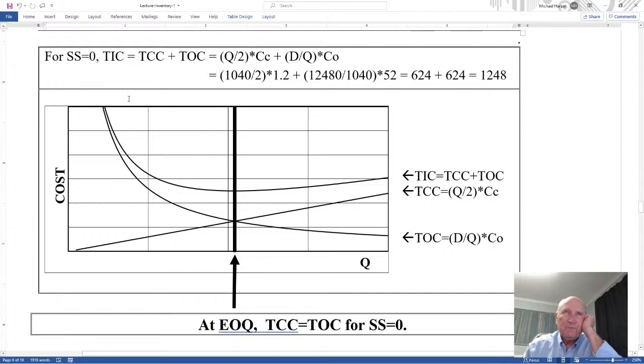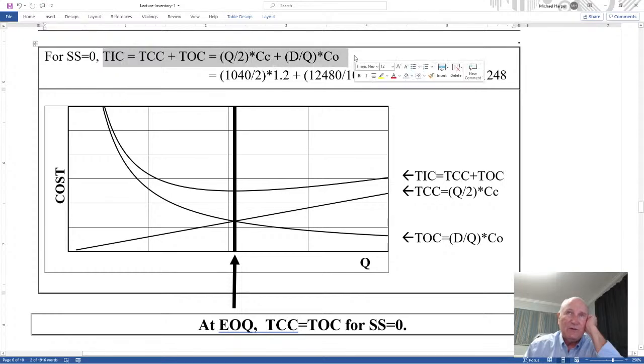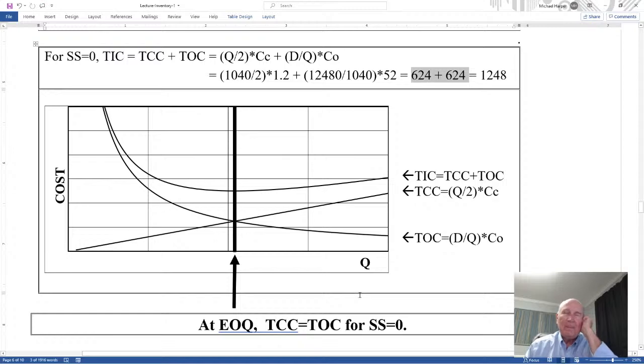Here we go. Graphically, if you can think in graphs, for the safety stock of 0, the total inventory cost is the carrying plus ordering cost, which is the average inventory Q over 2 times C sub C plus D over Q times C sub O. I put the numbers in here and do the arithmetic, and notice these two numbers are the same.